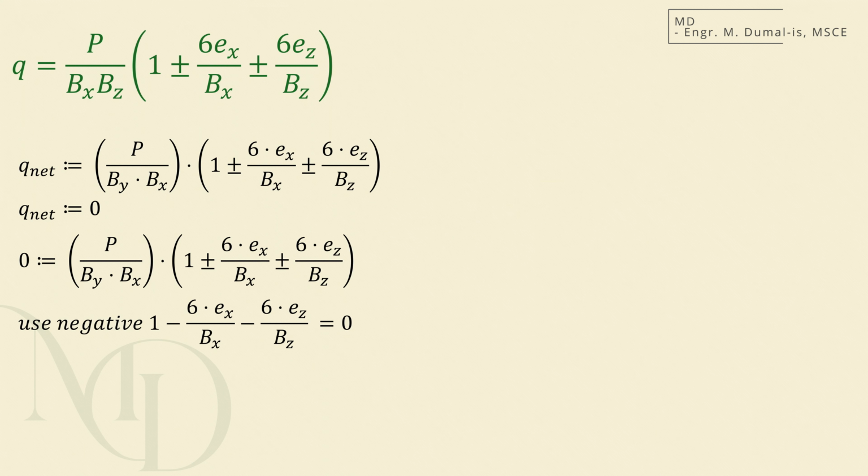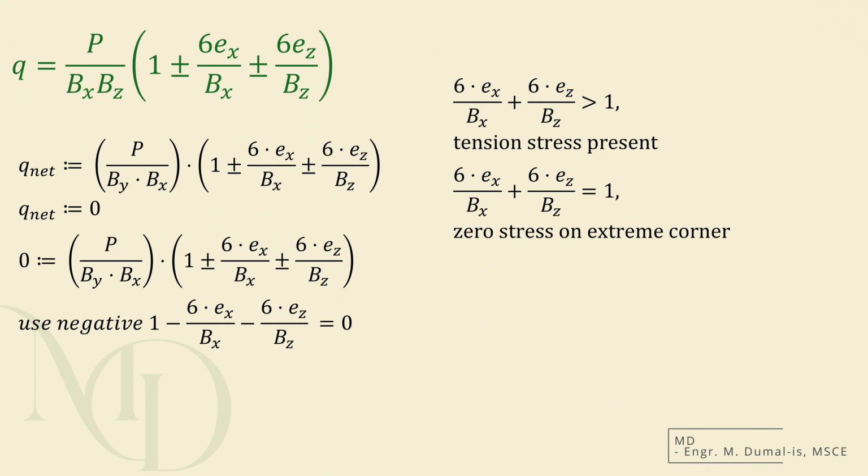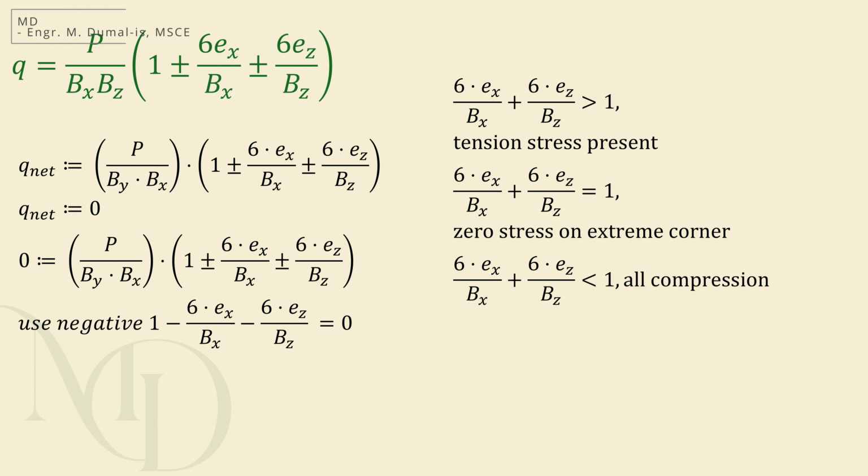Let's get deeper into the derivation. If we set the stress equal to 0, and consider only the negative side of 6e over b, we can classify the types of stress the footing experiences. If the sum of 6e over b is greater than 1, the footing develops tension or pull-out pressure. When 6e over b equals 1, the stress at the extreme edge becomes 0, and when 6e over b is less than 1, it means the entire footing remains in compression. For most favorable condition, we prefer that our footing behaves as a full compression footing.